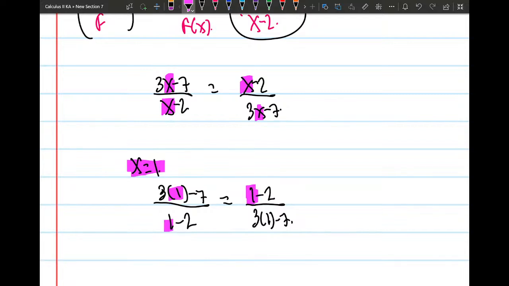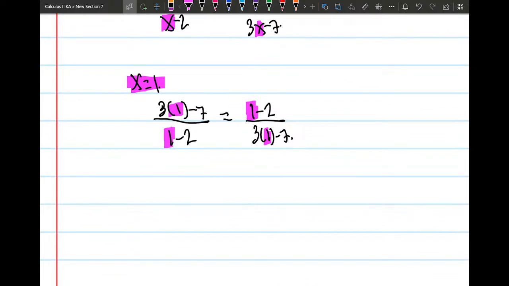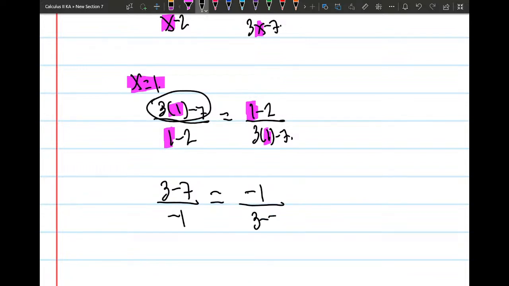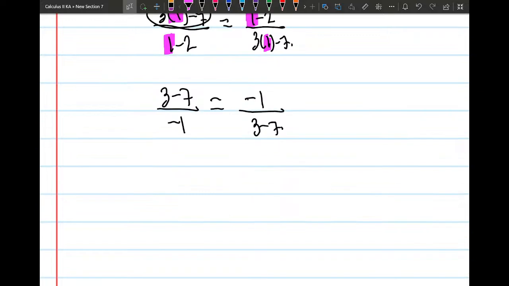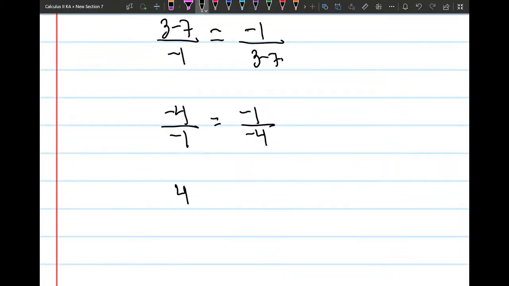So basically, watch how it goes. We're going to have 3 times 1 is 3 minus 7, over 1 minus 2, that's negative 1. And then this is equal to negative 1 over 3 minus 7. So this is going to be negative 4 over negative 1 is equal to negative 1 over negative 4. Obviously, 4 does not equal 1/4.